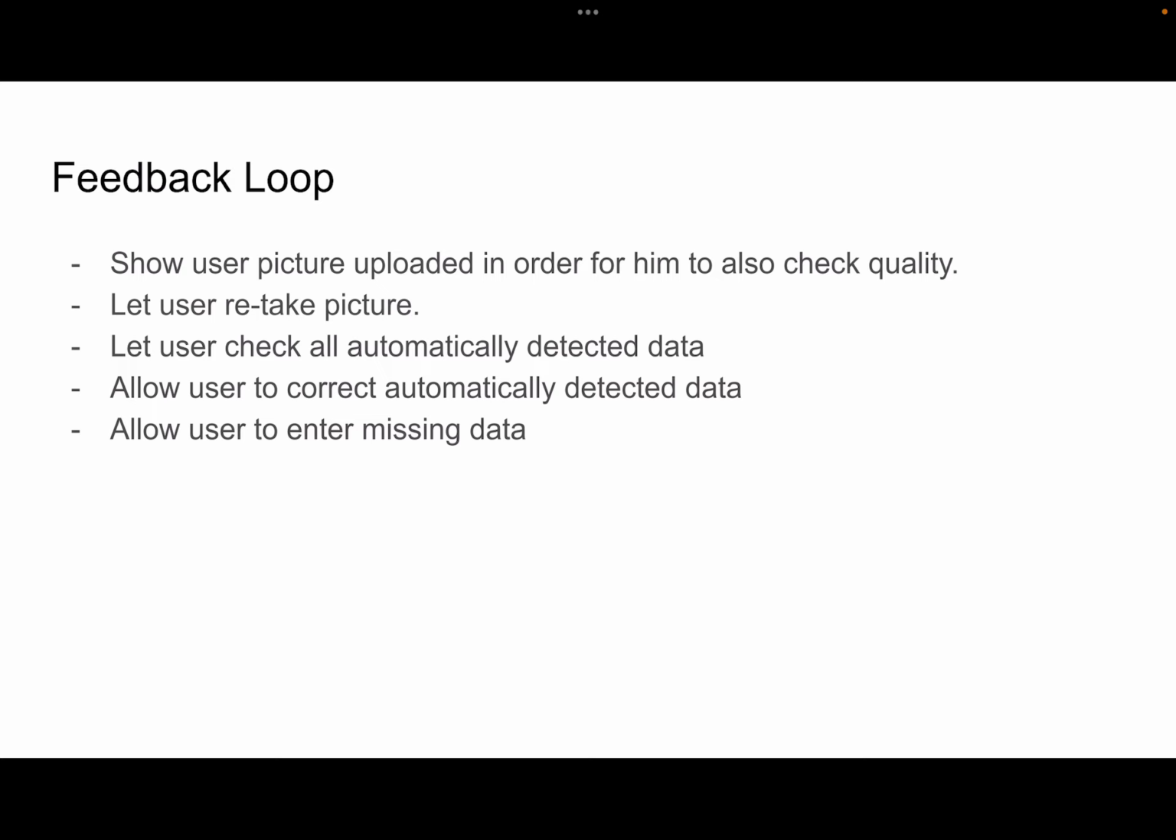The feedback loop: we should show the user the picture he has uploaded so he can also check the quality himself. We need to allow users to retake the picture. We should have users check all automatically detected data, correct this data, and also enter missing data.